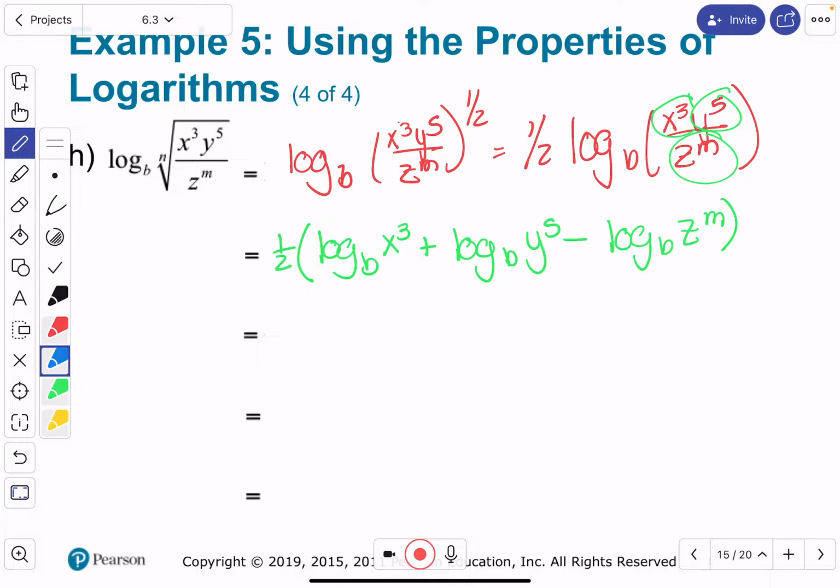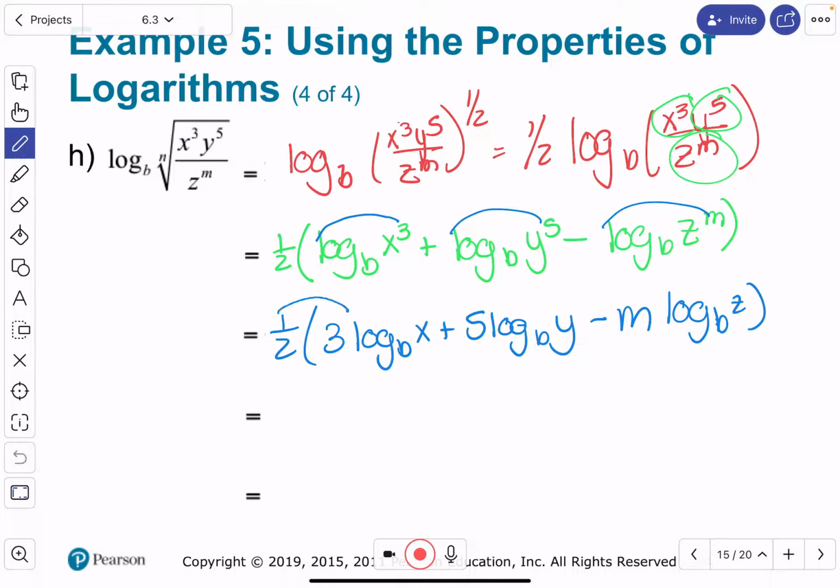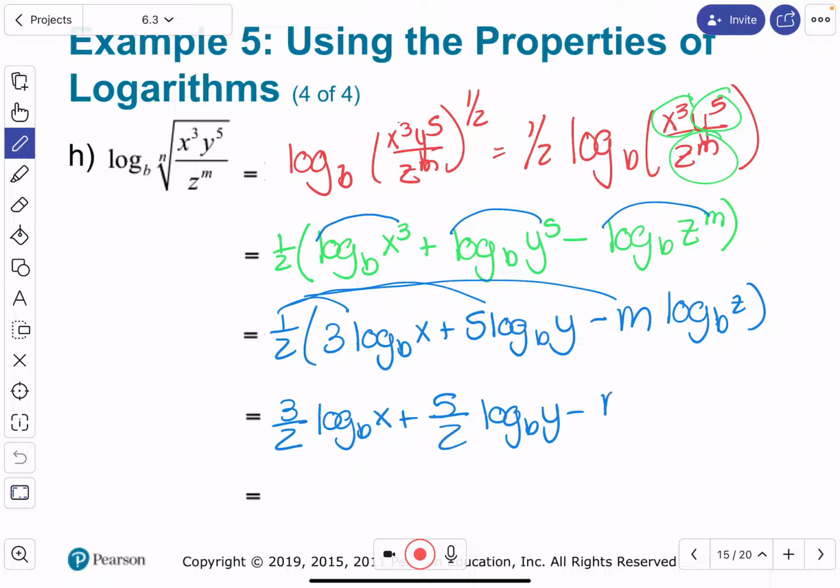Now we're going to use the power rule for each piece in here. So we bring each exponent in front of its log. Now we're going to distribute the 1/2 to each piece. So 1/2 times 3 is 3/2. 1/2 times 5 is 5/2. And 1/2 times m is m/2.